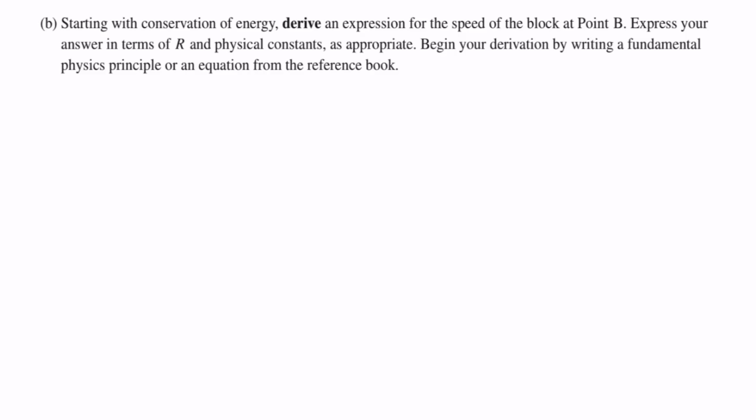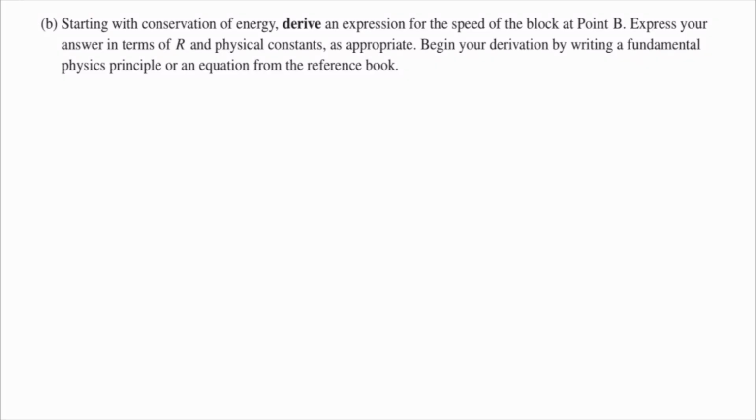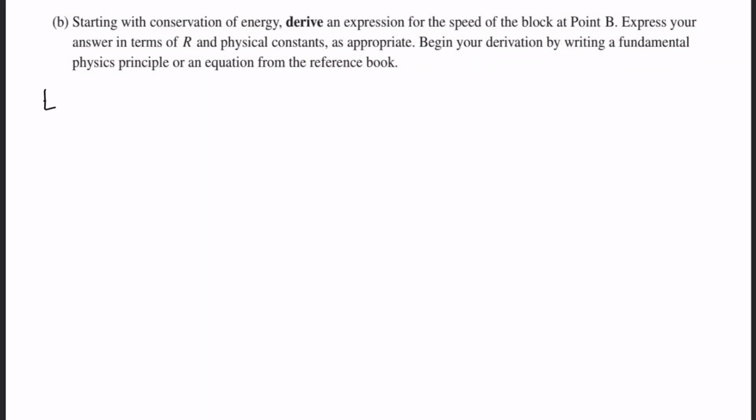Okay, so let us write the fundamental physics principle for our derivation. We know that the energy must be conserved. We know that E initial must equal E final, since there's no work being done on the block in this system. We know from our last problem that E initial was equal to mg times 6r.